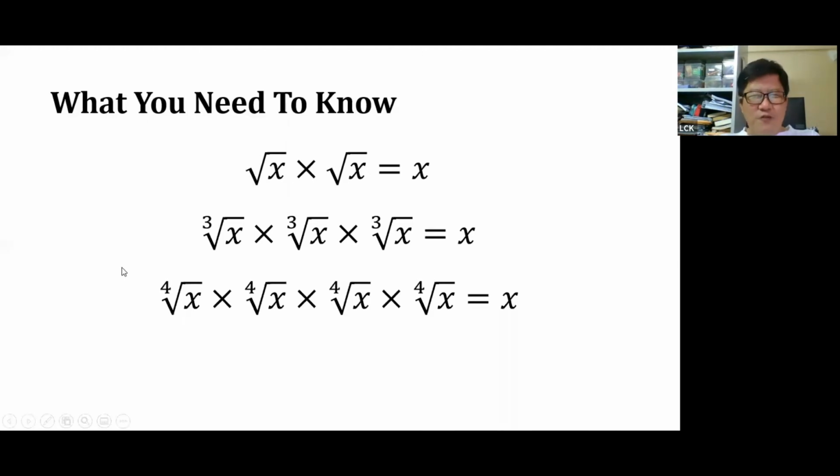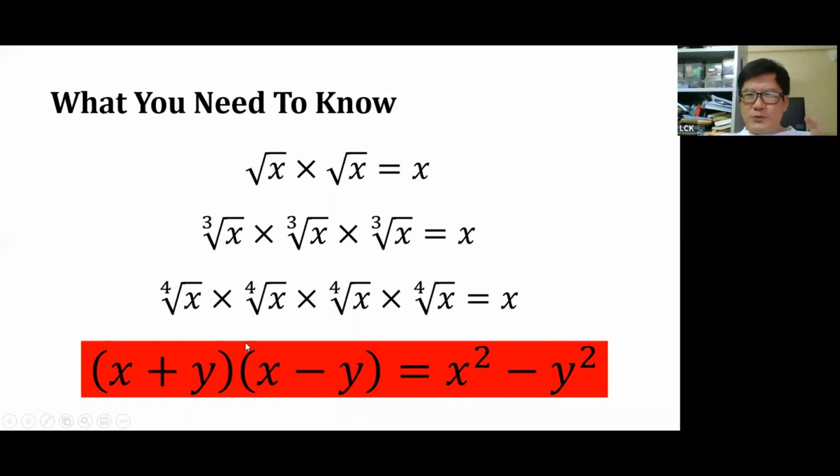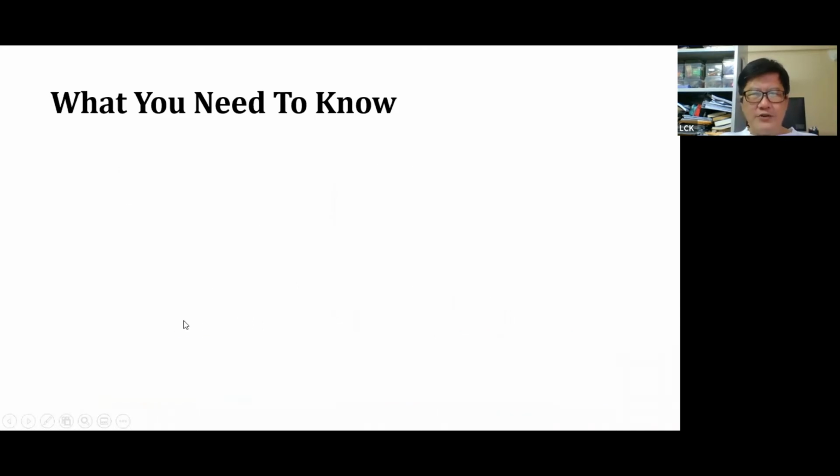All right. And the fourth thing here is very important. That's why it's in red. x plus y times x minus y is x squared minus y squared. All right, these are 4 things that you absolutely must know. Remember, surds is a very compact topic. There's not much you need to know. All right, and these 4 are critical.